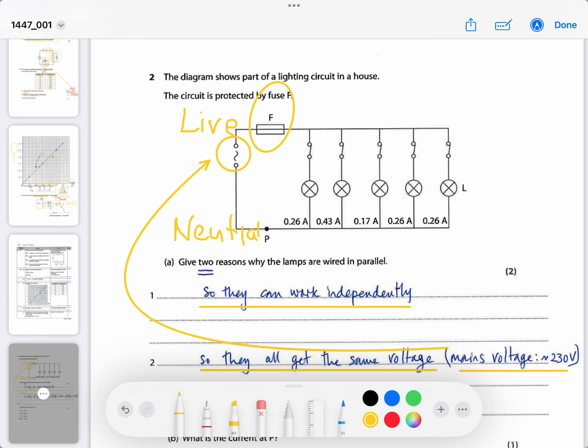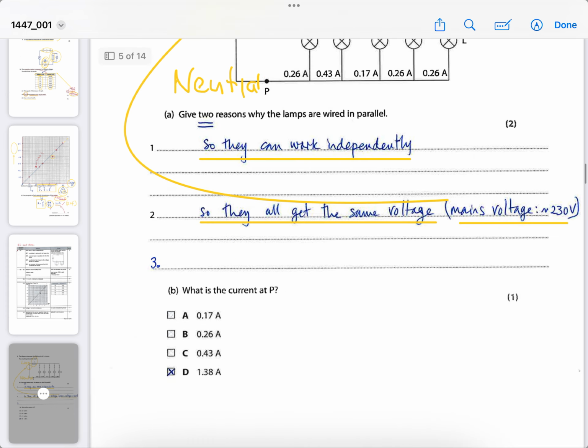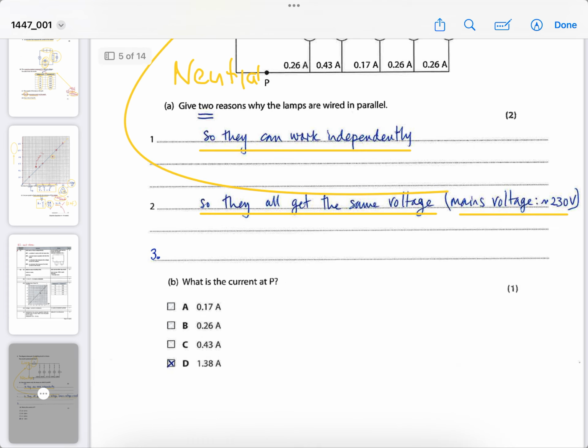Okay. So the neutral wire will be the blue one, so the blue wire will be at the bottom, and the live wire is the one with the fuse, because that's the one which is dangerous. So if there's something wrong, you want the fuse to be activated and cut off the live part of the circuit. All right, there is a third way that they would accept the answer.